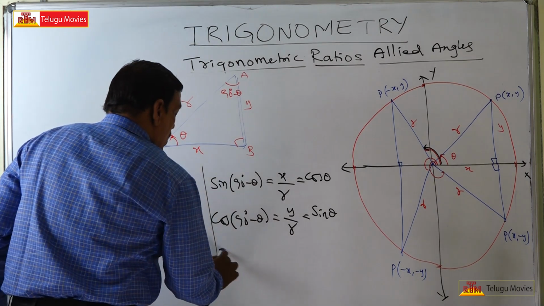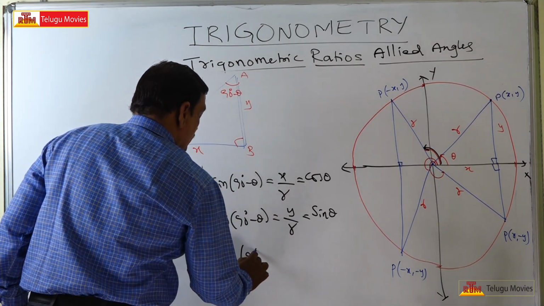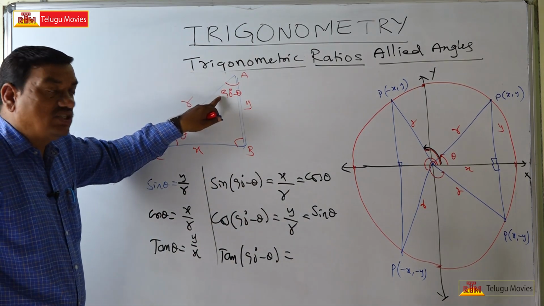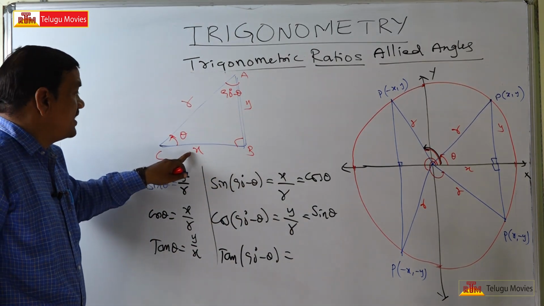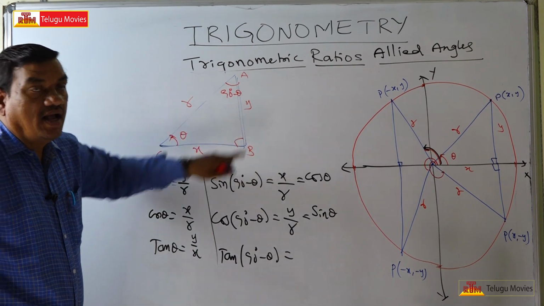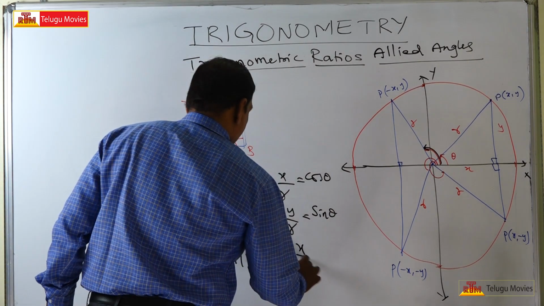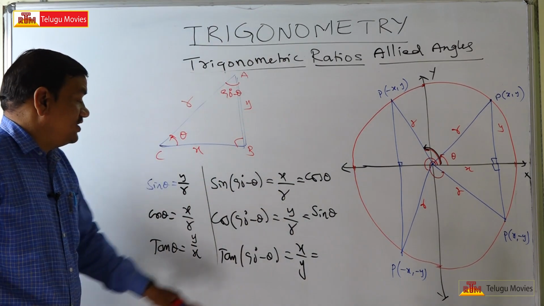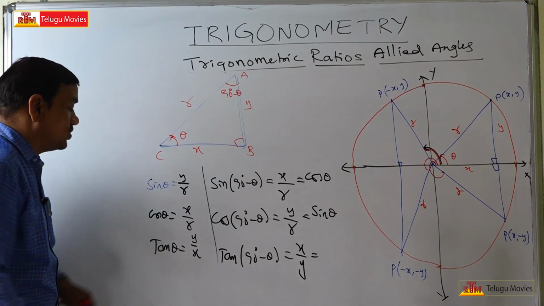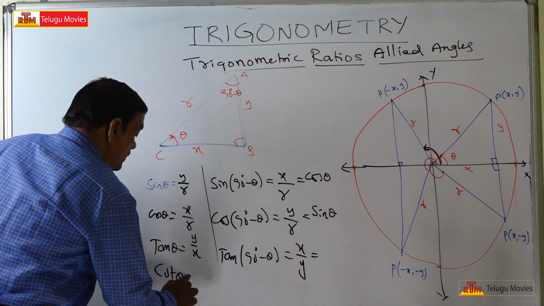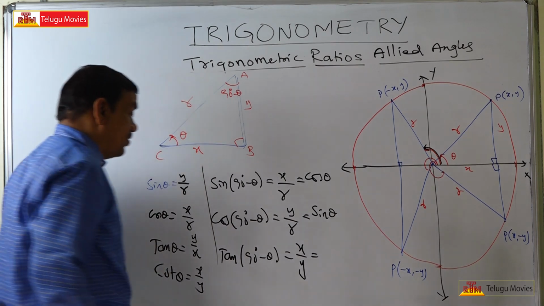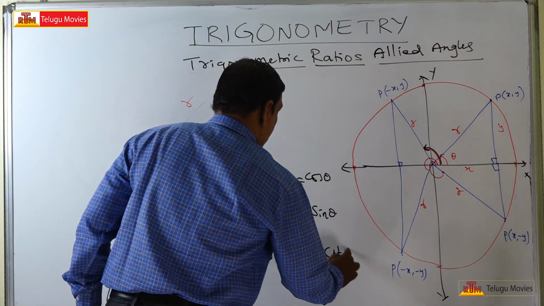What about tan of 90 degrees minus theta? Tan of 90 degrees minus theta means opposite side by adjacent side, that is x by y. So what is your x by y? From this, cot theta is equal to x by y. Therefore, this is equal to cot theta.